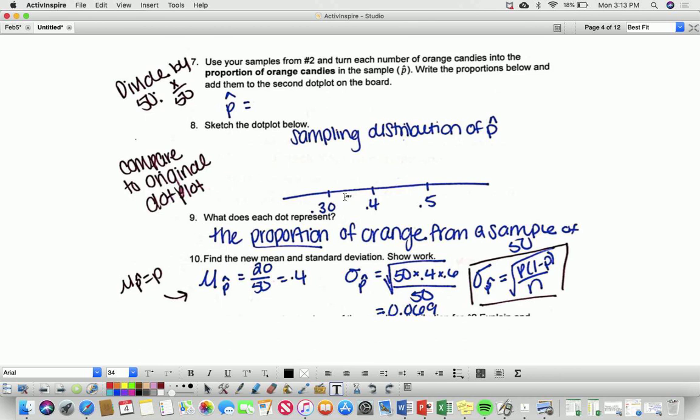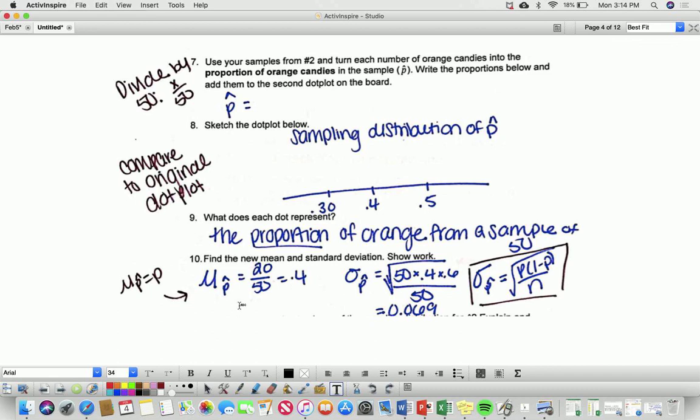Okay, 10 was tricky. So for 10, the mean of p hat is 20 over 50. Think about it. We got the mean on the front. The mean on the front was 20. So if I turn that into proportion, 20 out of 50 is 0.4. Oh, wait, but that 0.4 was from the original question. That's not a coincidence. The mean of the sampling distribution of a sample proportion is just p. That's always going to work.